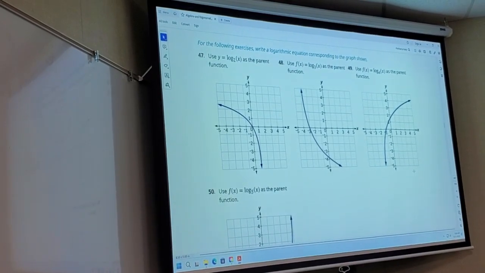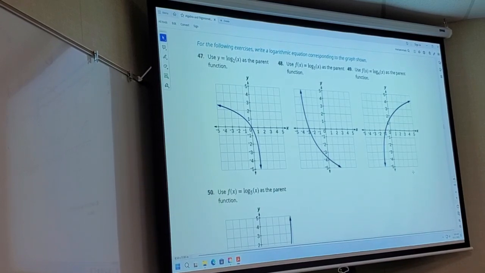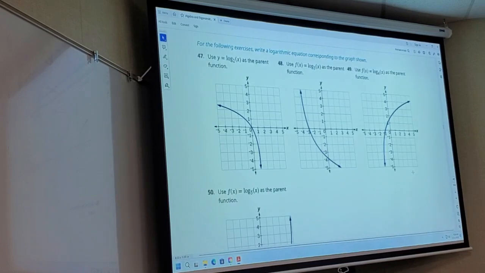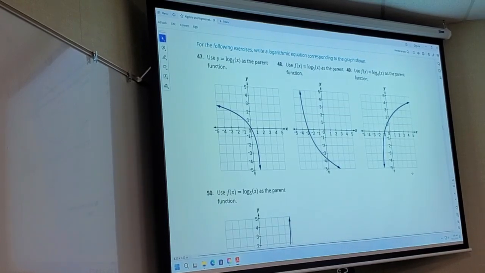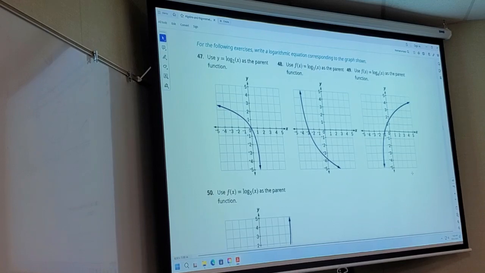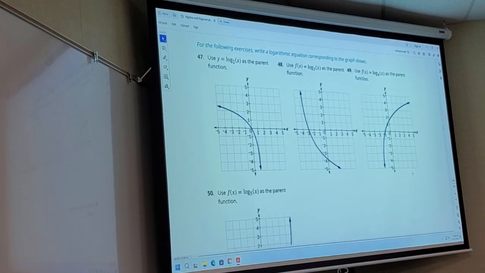How much? 4. So plus 4. Beautiful. Now you can check that by drawing the parent function and then going like that. I would just plug that in the calculator and see if it matches. Do you want us to list the transformations? It's not a bad idea to list them for yourself, and then you figure out how to put them into the equation, right?